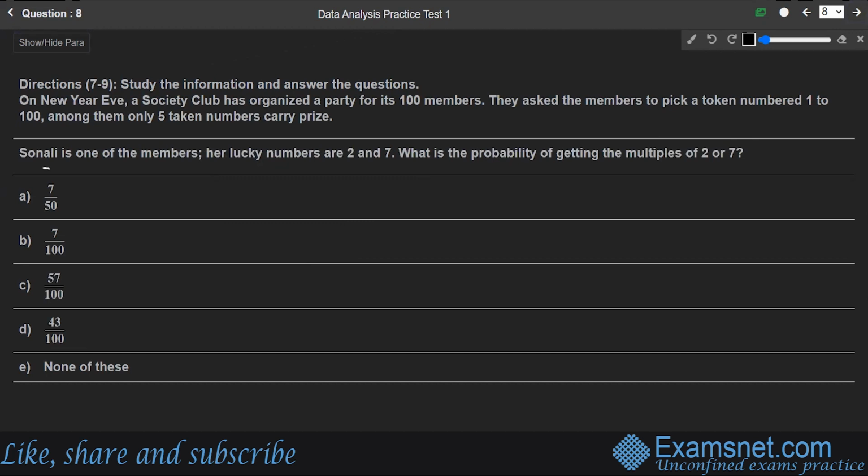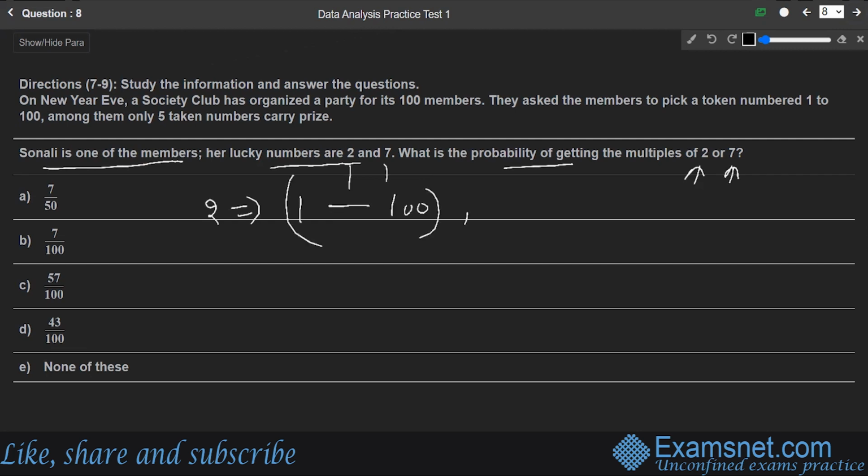Now, Sonali is one of the members. Her lucky numbers are 2 and 7. What is the probability of getting the multiple of 2 or 7? So we have to check how many multiples of 2 are there, how many multiples of 7 are there. So let us check. How many multiples of 2 are there in the range of 1 to 100?